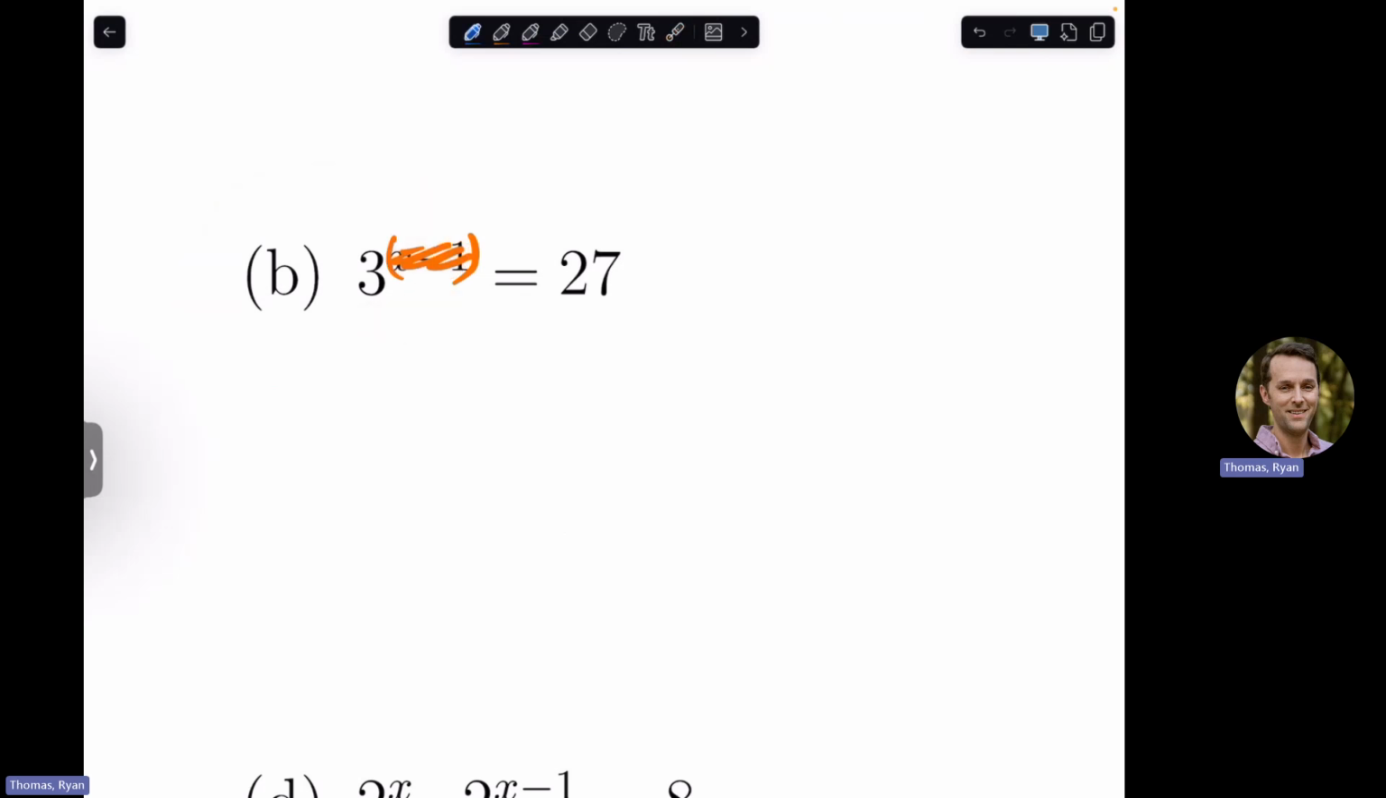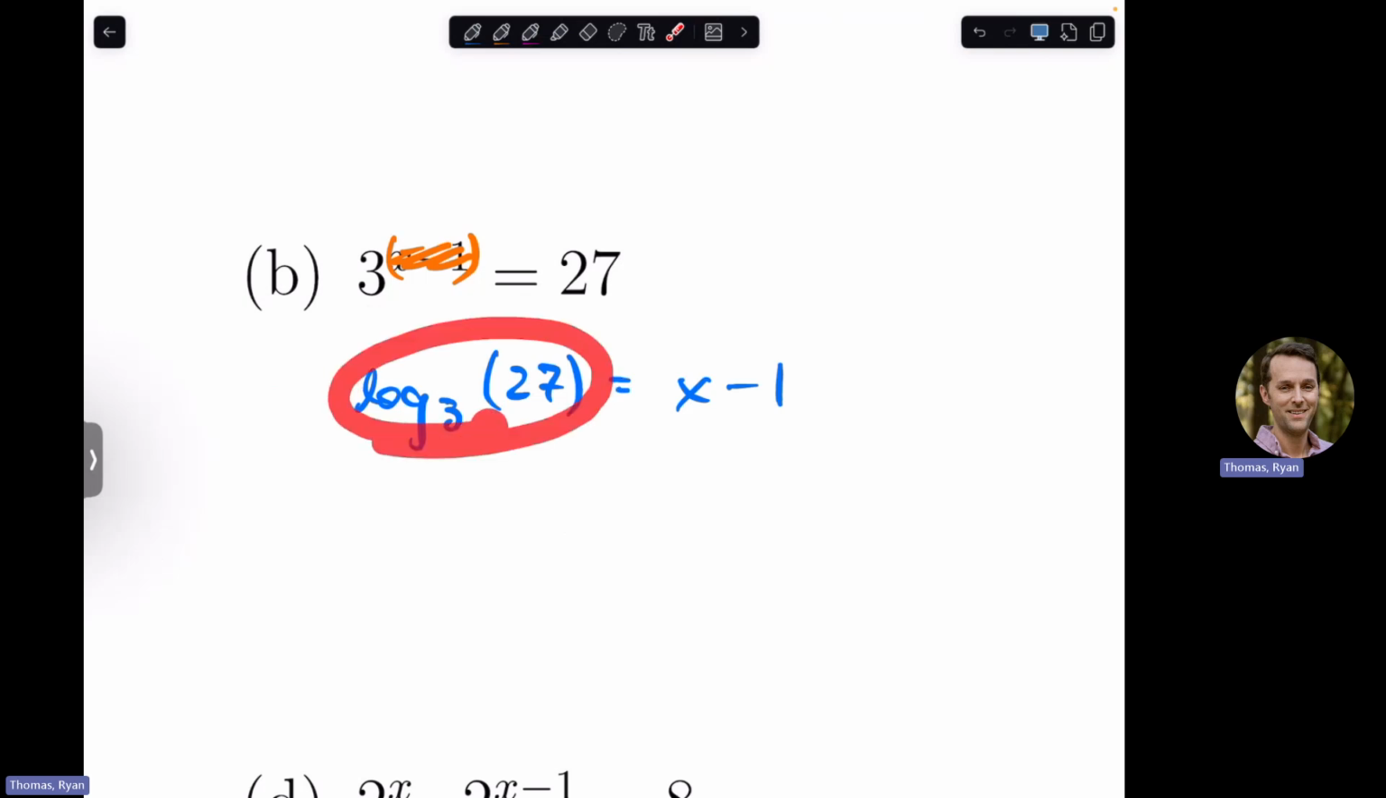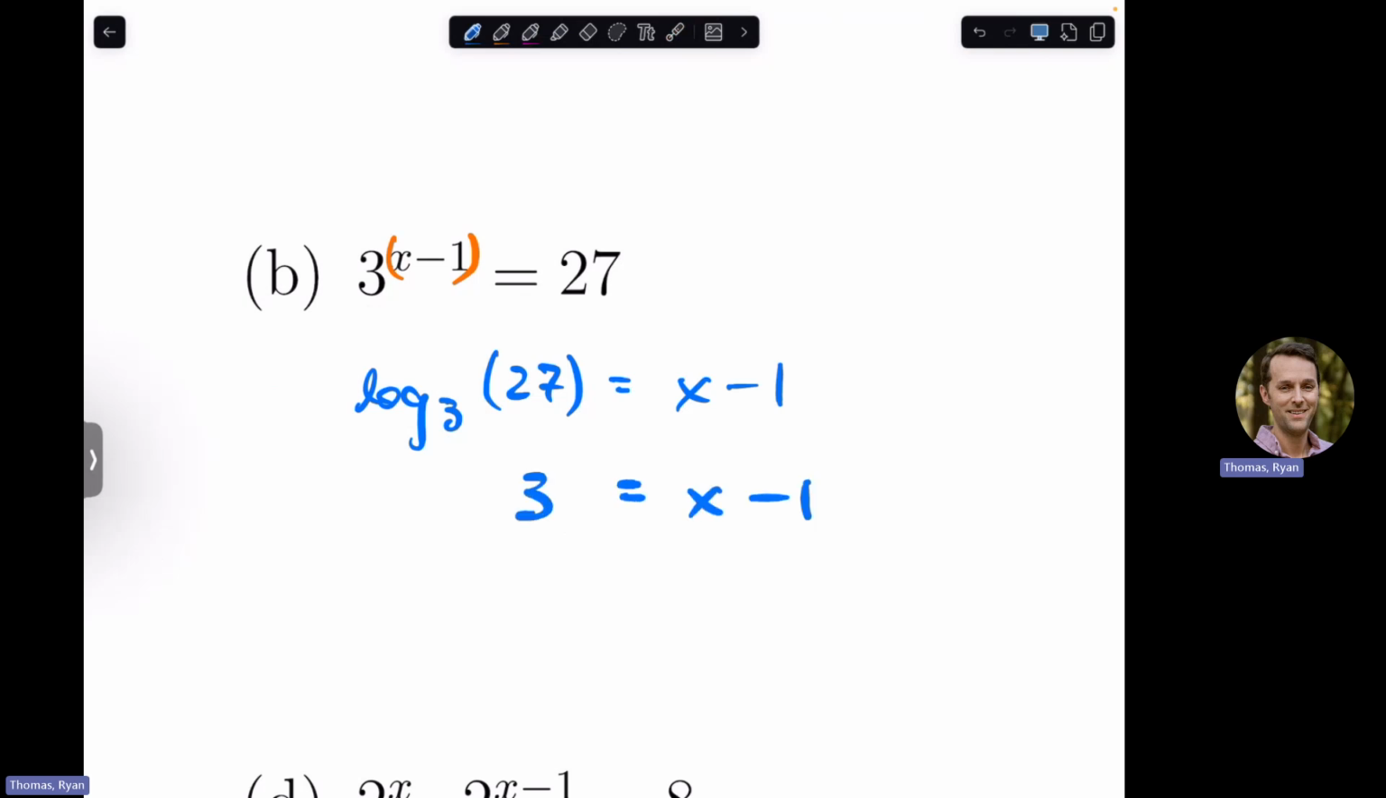Yeah, rewrite it as a log. The base is 3, so use the base 3. And, base and answer an exponent, right? So the log base 3 of 27 is equal to x minus 1. Okay, what are we going to need to do to solve then? To get x by itself? Figure out what this is, and then add 1 to it, right? Move that 1 over. Okay, so what's the log base 3 of 27? It's 3. So what's x? 4.